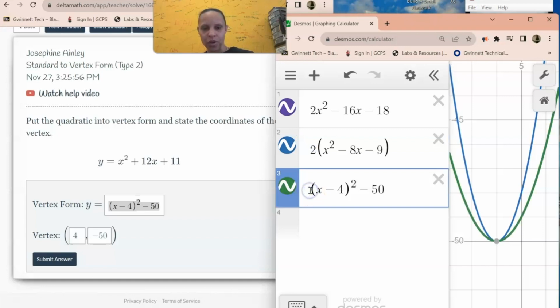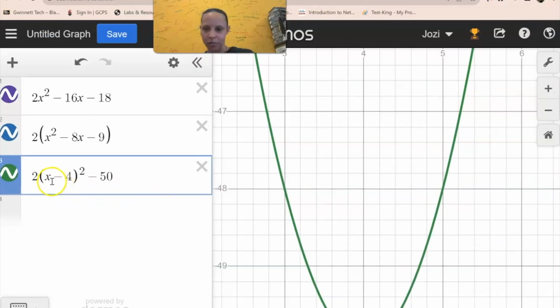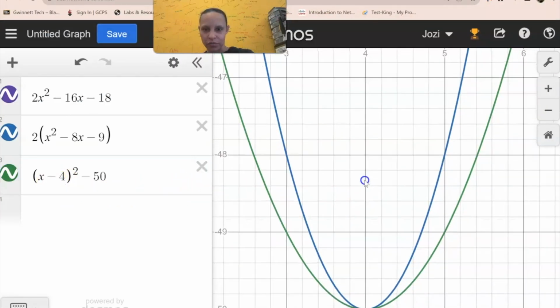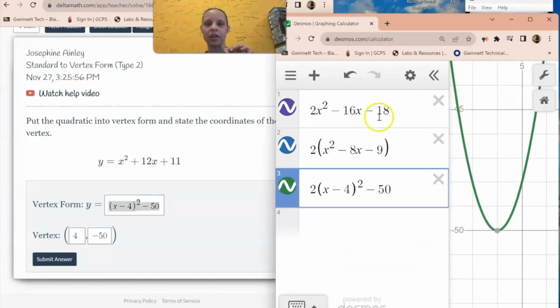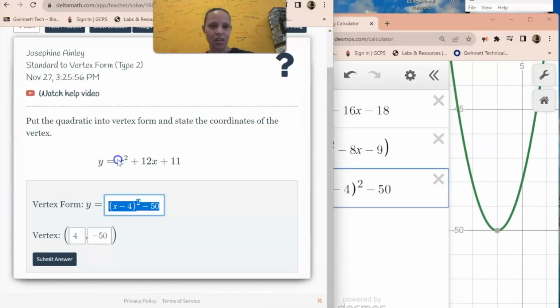So if I put a 2 outside, see what I just did? Let me make it bigger real quick. Let me delete that. All right, watch it. If I put the 2 outside, because this is really this, I just missed this part right here. So if I put this 2 outside, watch. See what that did? The blue line is now the green line. So now I'm correct.